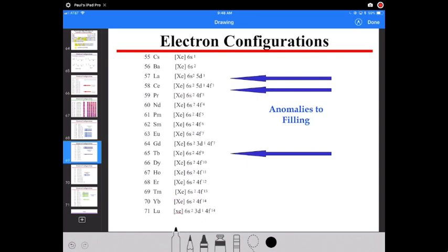All right? The only exceptions I would expect you to know are if it is S2D4 that gets promoted or S2D9 that gets promoted. I would expect you to know that one because there is a reason why. All right?